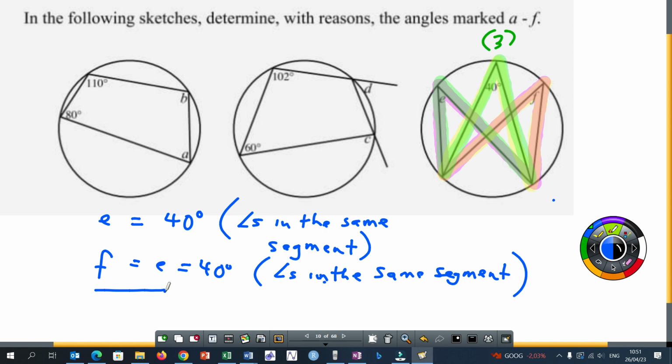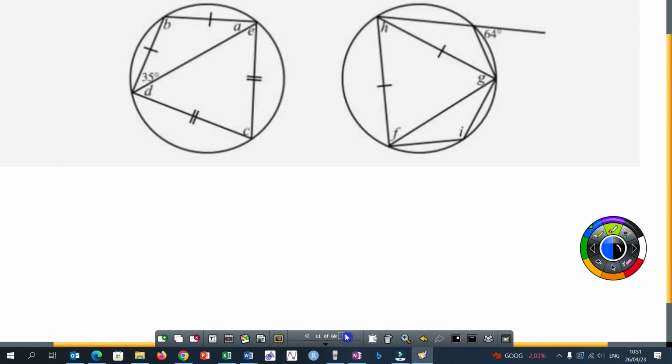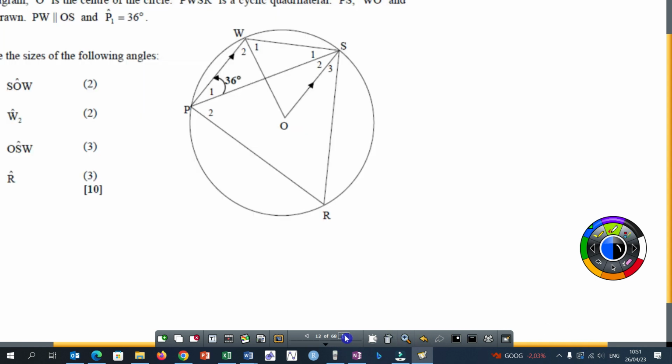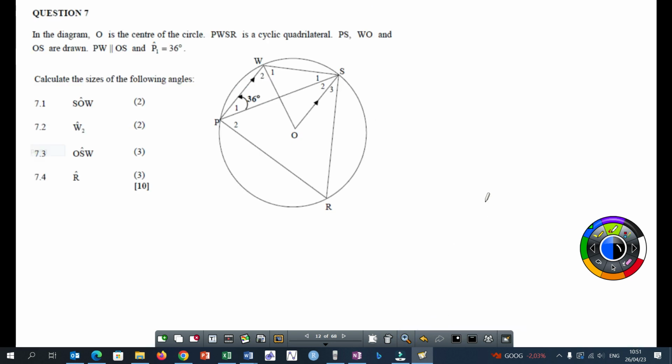Can I carry on? Right. Let's move on. I'm going to do a typical examination question, which is this. This is a typical question that you can get in an examination.